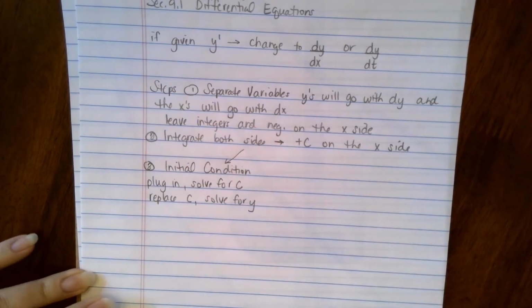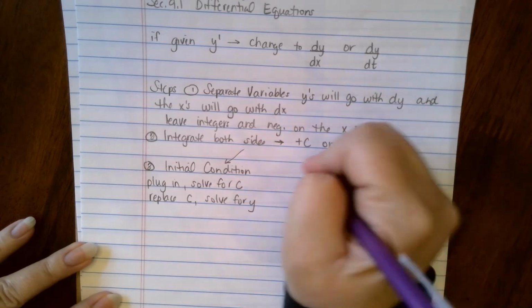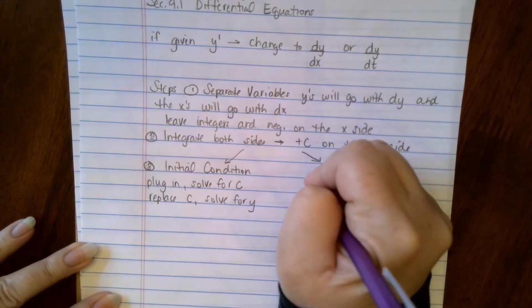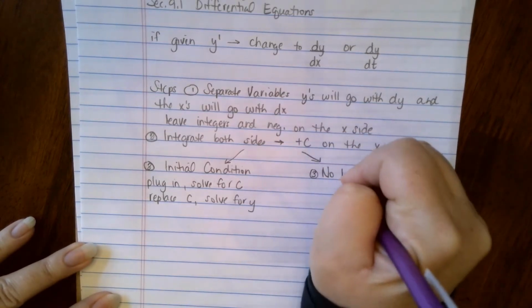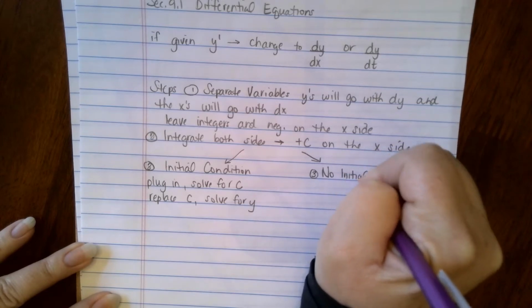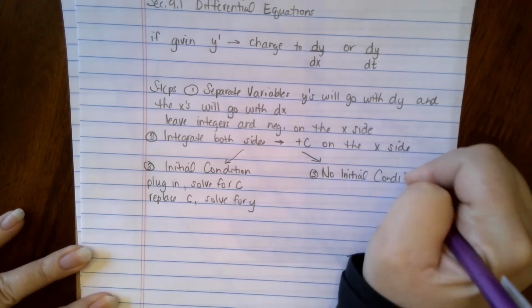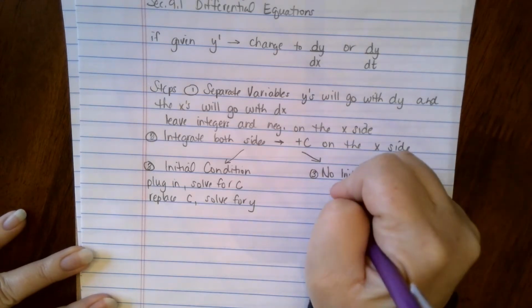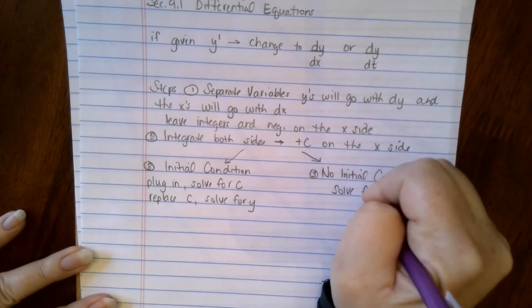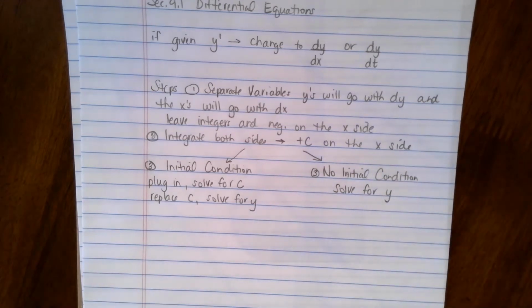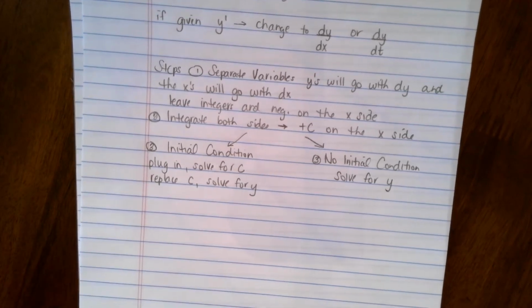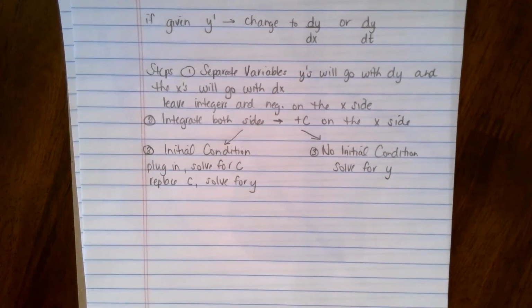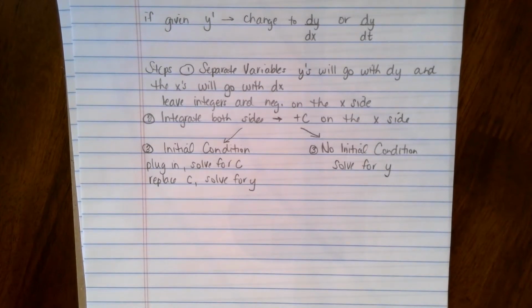Okay? Now, if they don't give you an initial condition, no initial condition, then you just want to solve for y. Okay, so we're going to look at examples that deal with all of these things. So let's go ahead and get started with example 1.